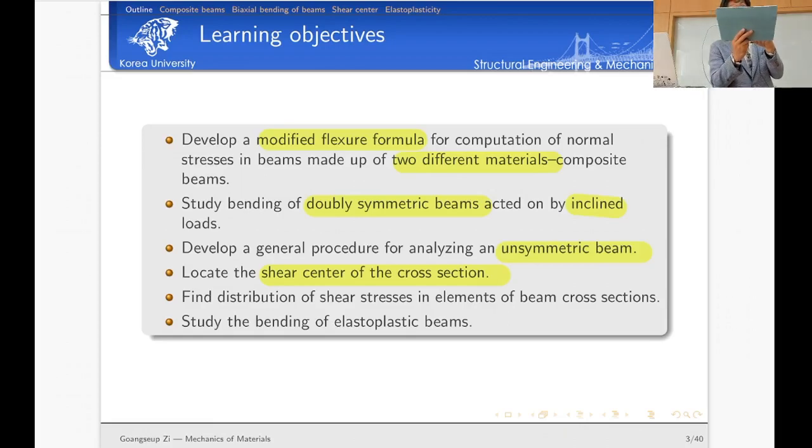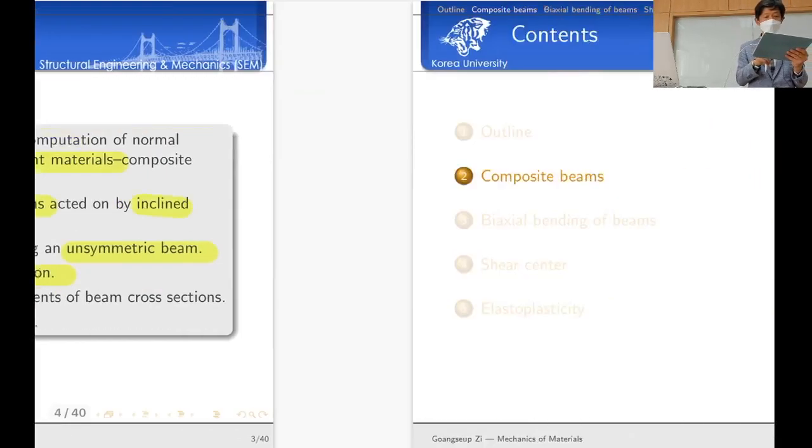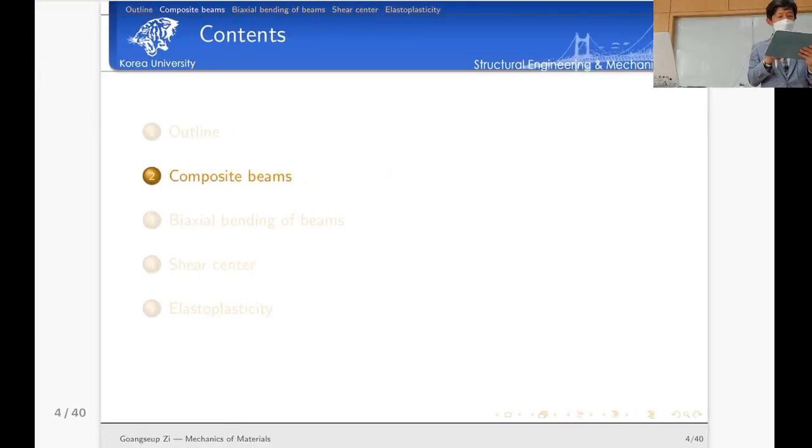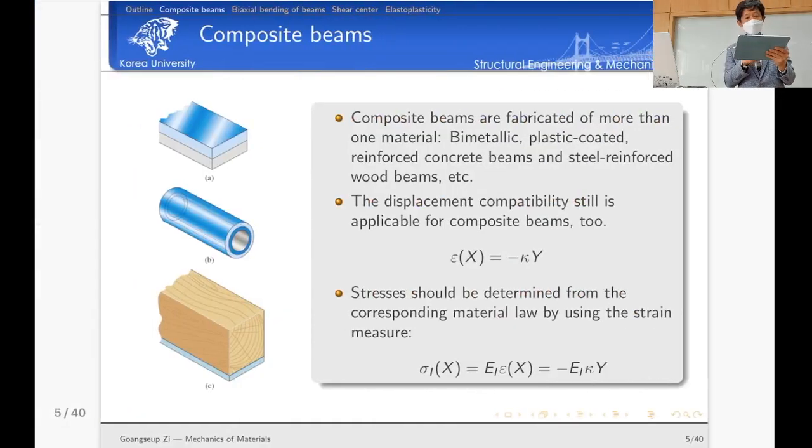Okay, let's revisit the issue when we discuss the shear center, and then also this distribution of shear stress here. And then I'd like to give you some very shallow information regarding the elastoplastic beams. Okay, the first one is the composite beams.